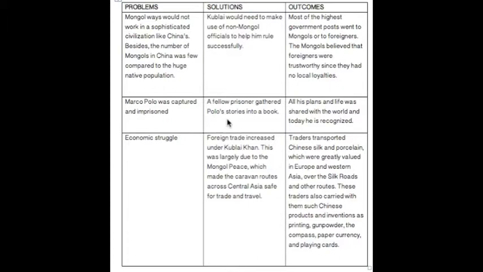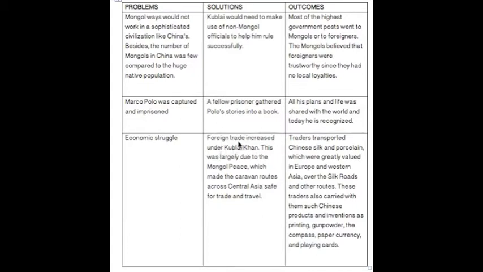Even though it's not solving the problem, the outcome explains that today he is well recognized because a fellow prisoner gathered his book. So even though he was not released from prison, solving the problem, something good came out of it. Another problem will be economic struggle. The solutions, foreign trade increased under Kublai Khan.